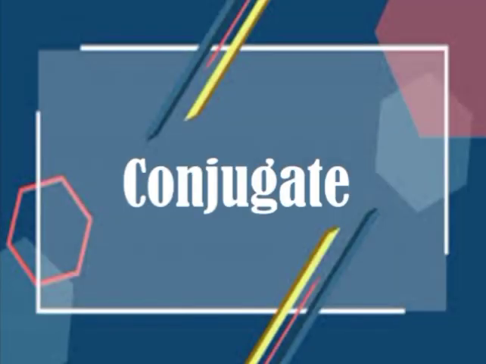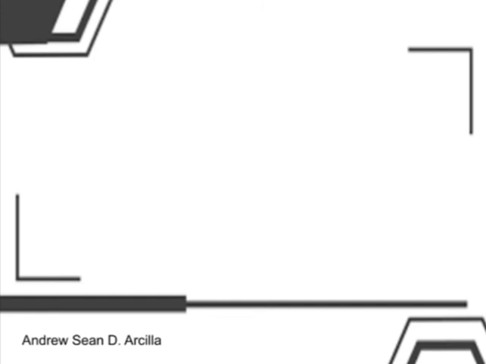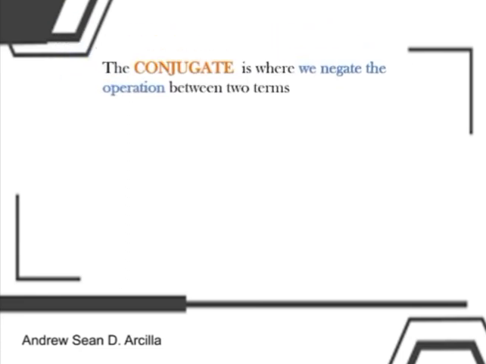Hi, I'm Anderson D. Arcilia and welcome sa ating tutorial on finding the conjugate of an expression and how to use it. Conjugate is only being used on binomials o yung mga expression na may two terms. Ngayon, paano nga ba kinukuha ang conjugate ng isang binomial? The conjugate is where we negate the operation between two terms. This simply means na kailangan natin baliktarin o gawing opposite ang operation ng dalawang term.